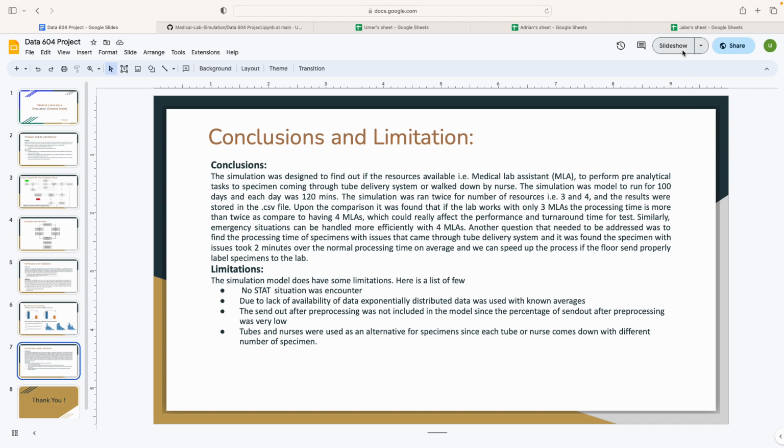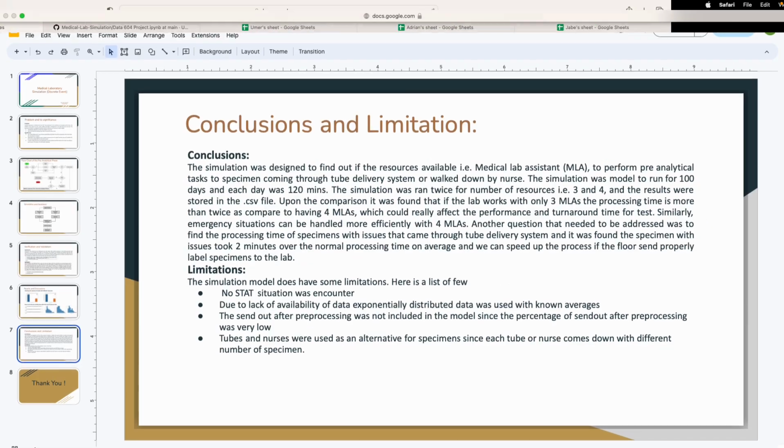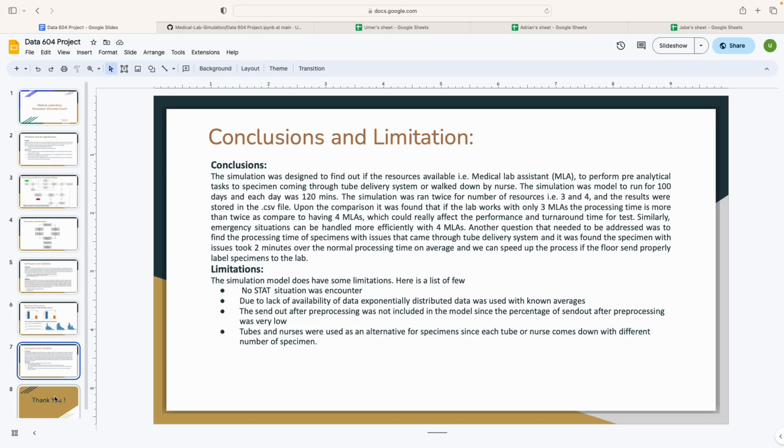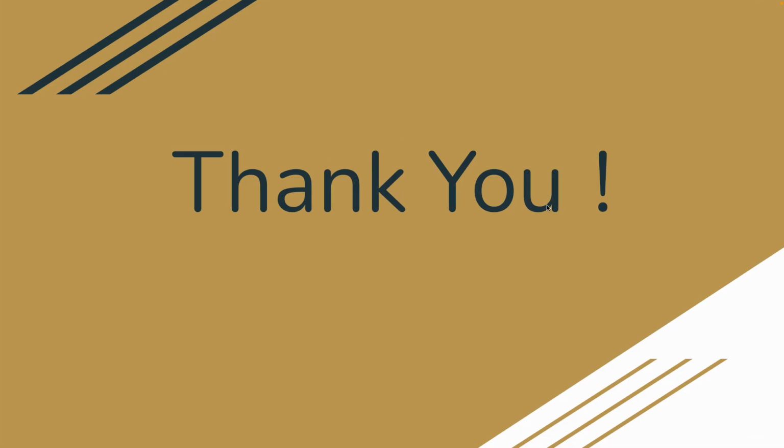After this we have another limitation: tubes and nurses were used as an alternative for specimens. Each tube or nurse comes out with a different number of specimens, so that's why we use exponential distribution for the processing time with averages. This could be considered as another limitation in this project.